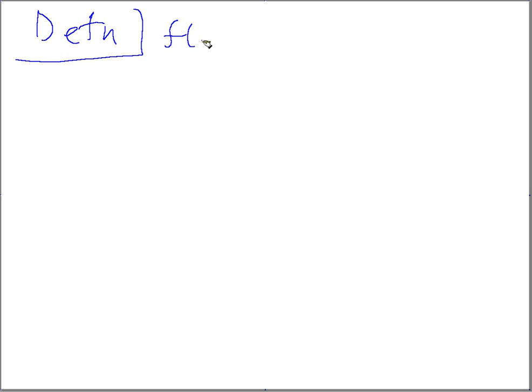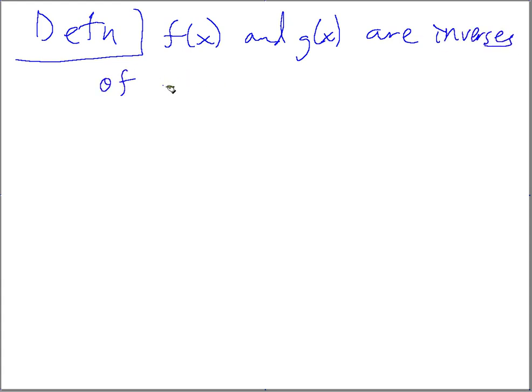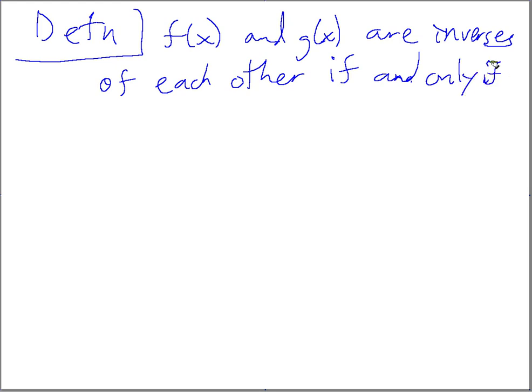Definition. f of x and g of x are inverses of each other if and only if, and this is a strong condition, their two composite functions are equal to each other. So this is the official definition of two functions that are inverses. But practically speaking, we simply switch x and y.